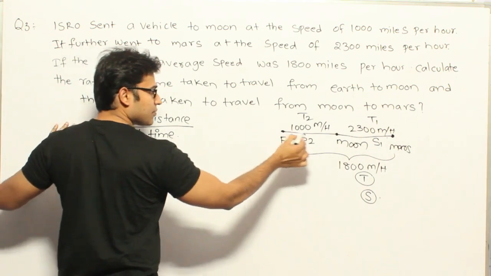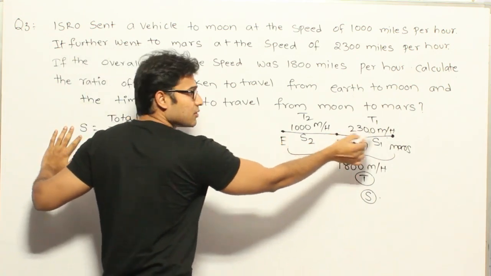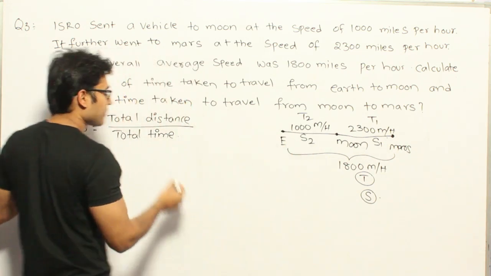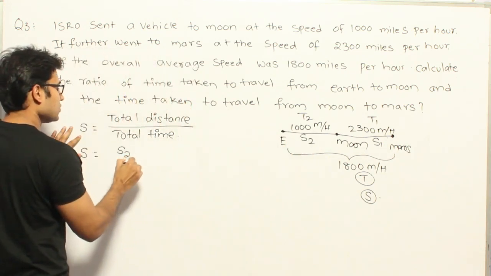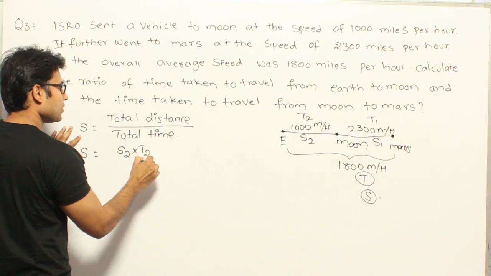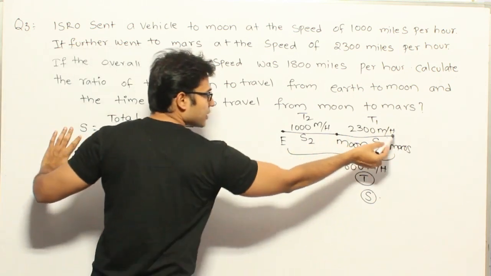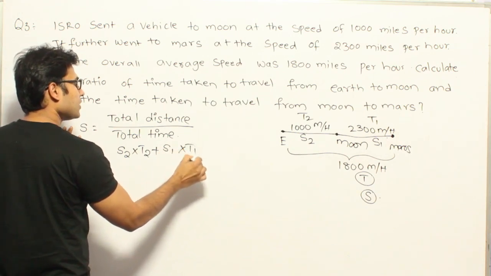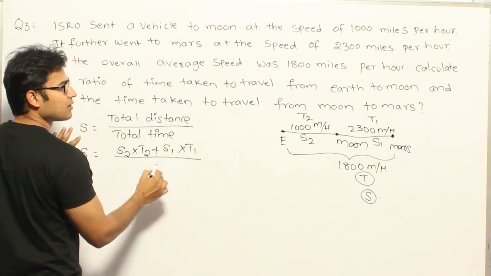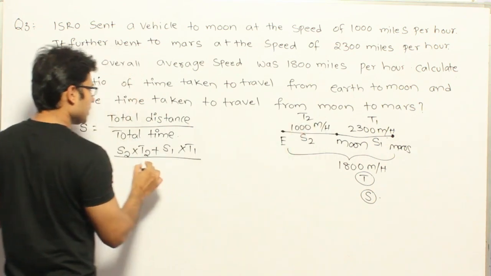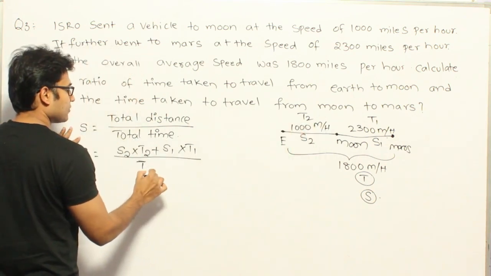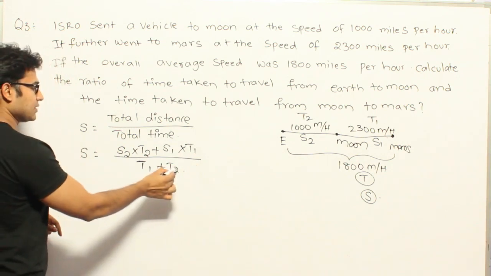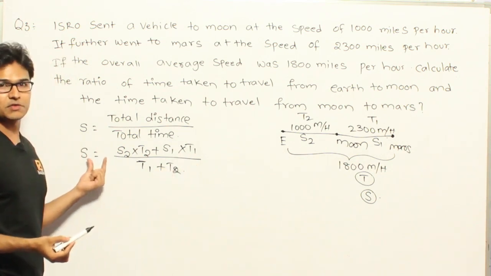Now total distance is from here to here there is some distance, and from here to here there is some distance. What is the distance from here to here? S2 into T2. So it is going to be S2 into T2 plus, what is the distance from here to here? S1 into T1, divided by what is the total time? T1 plus T2, right?